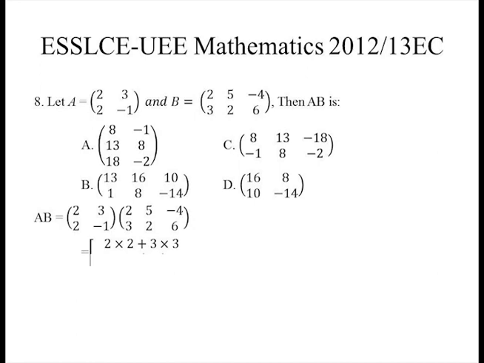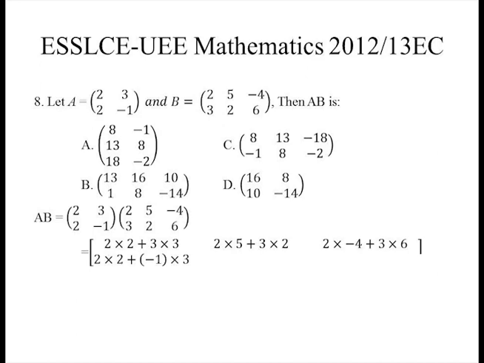Second, determine the sum of the product of row 1 of matrix A with column 2 of matrix B, that's 2 times 5 plus 3 times 2. Third, determine the sum of the product of row 1 of matrix A with column 3 of matrix B, 2 times negative 4 plus 3 times 6. Fourth step, determine the sum of the product of row 2 of matrix A with the corresponding column 1 of matrix B, that's 2 times 2 plus negative 1 times 3.